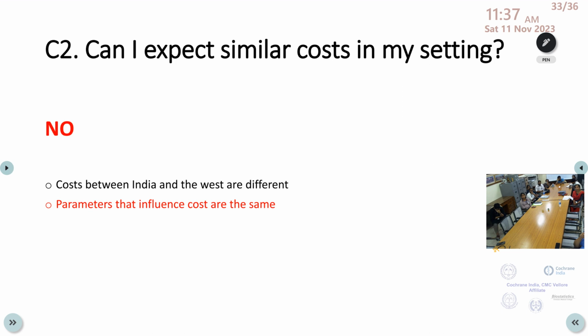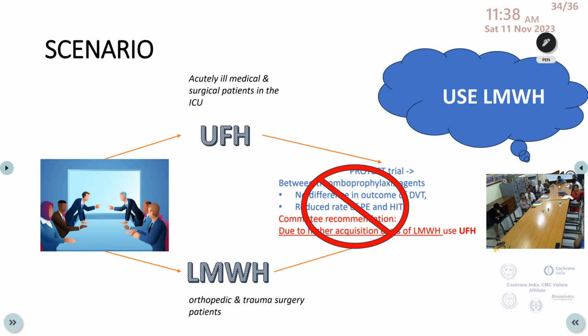The second question is, can I expect similar costs in my setting? I think the answer is no, because the cost in India and the West are pretty different. But if you look at the parameters which they've analyzed that influence the cost, we also have the same ICU personnel, the drugs used, the lab parameters, and the scans taken to diagnose thromboembolism. So apart from the direct cost difference, it is otherwise similar to my patient setting. So finally, in the boardroom meeting, which was the discussion between unfractionated heparin and low molecular weight heparin, even though the acquisition cost of unfractionated heparin is cheaper, the overall cost suggests that it is better to use low molecular weight heparin because it is cheaper.